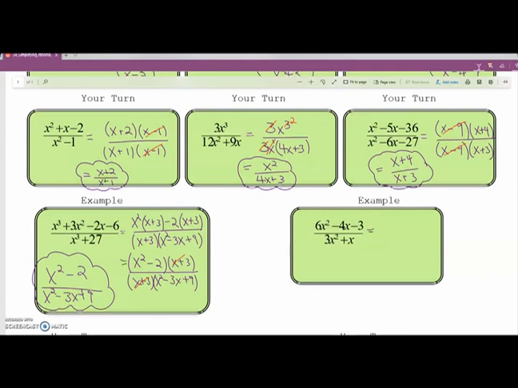Guys, this numerator, it looks like it'd be bottoms up, but guess what? It won't factor at all. So I'm going to leave this for now. I'll come back to it.